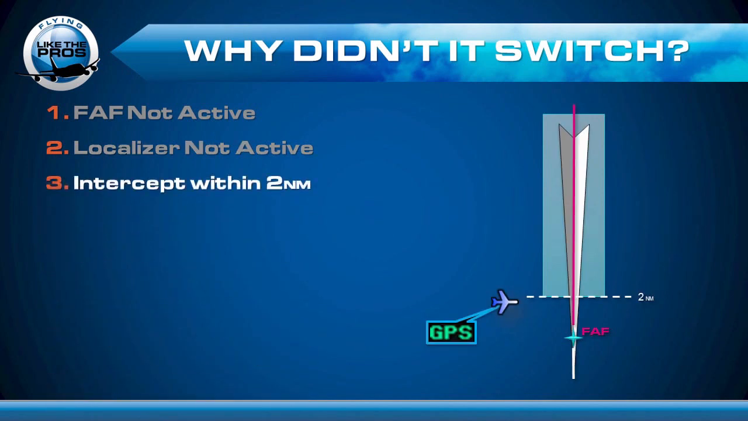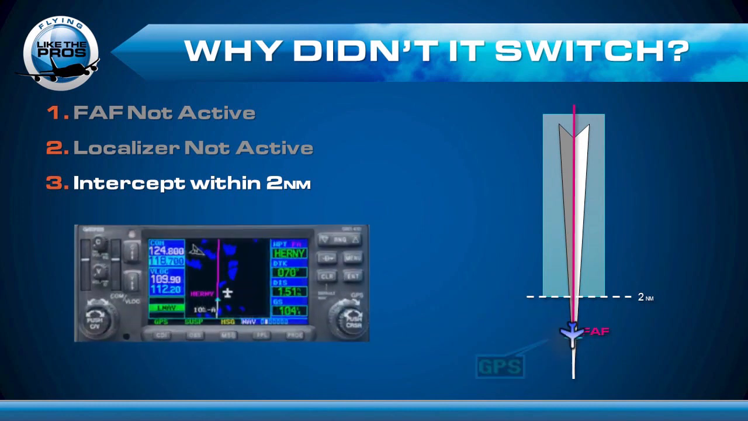The third reason is that the intercept onto the approach course occurs within 2 nautical miles of the final approach fix, also known as a slam dunk. Does that happen to anybody? It has certainly happened to me.